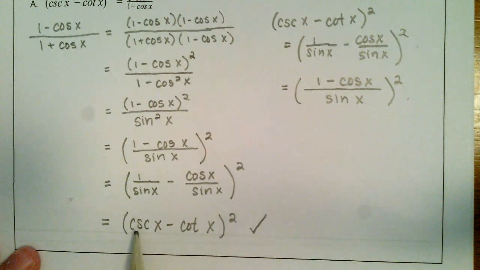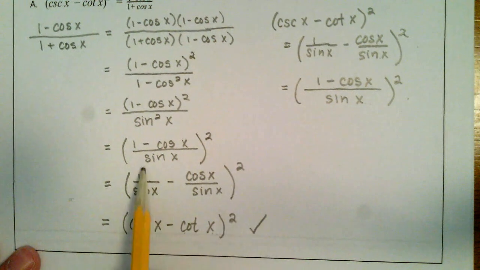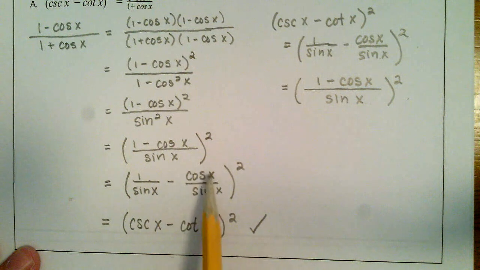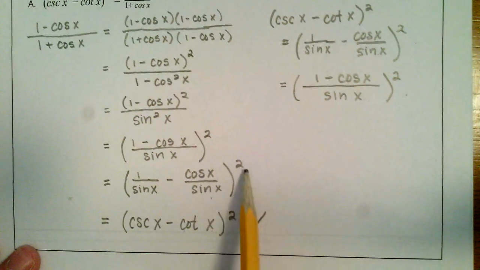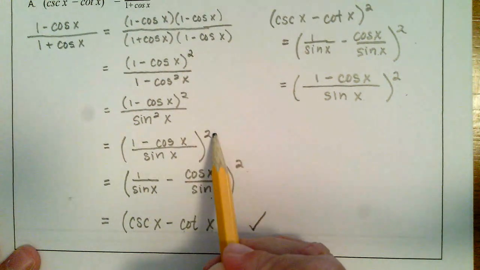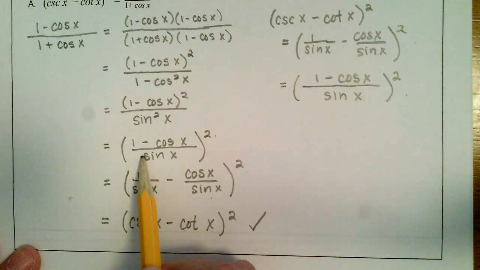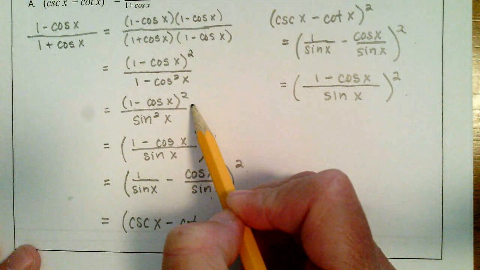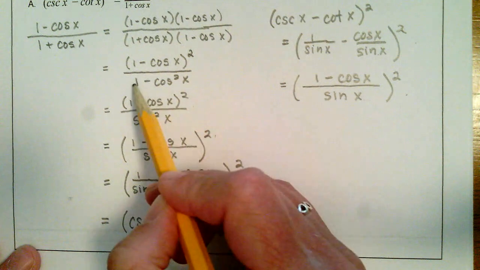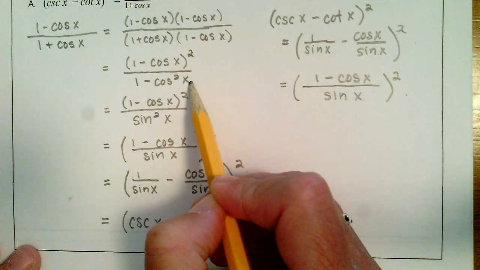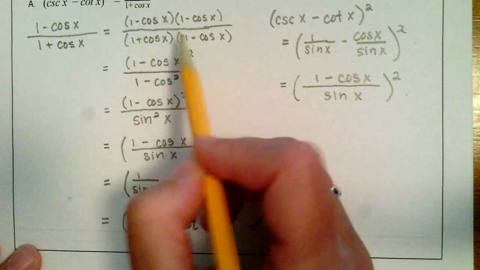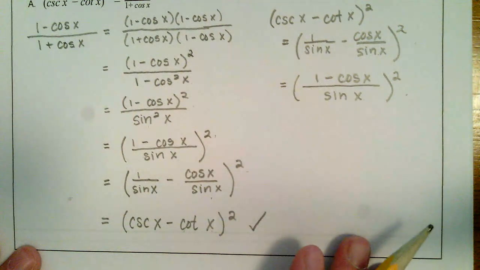Okay, so let's look at it backwards. Cosecant x minus cotangent of x, squared. This is 1 over sine of x minus cosine x over sine of x. I still have my squared. This is equivalent to this. I can see it's equivalent to that. Sine squared is 1 minus cosine squared of x. And this I can see is equivalent.